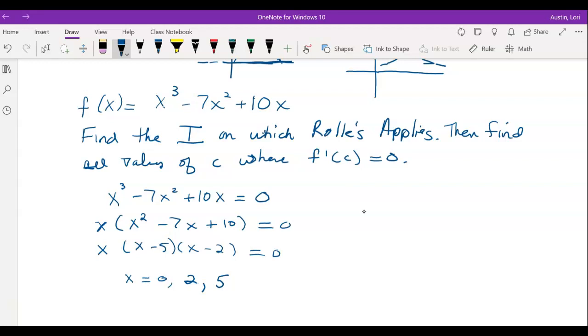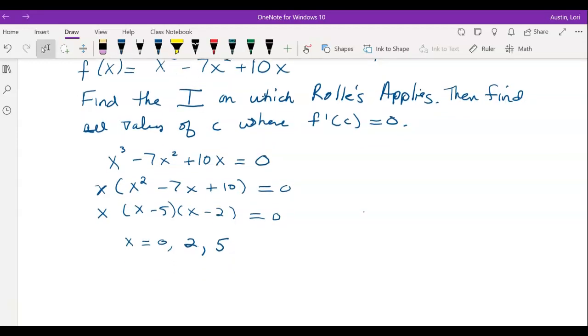I only need one interval. One interval has 2 endpoints. So we can use 2, 5. Let's take 2, 5. It doesn't matter which one you really pick. I'm just going to pick 2, 5. But you have choices. You just have to find an interval, and you've got to find a C value in that interval.